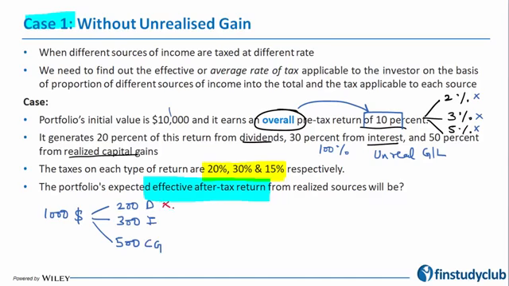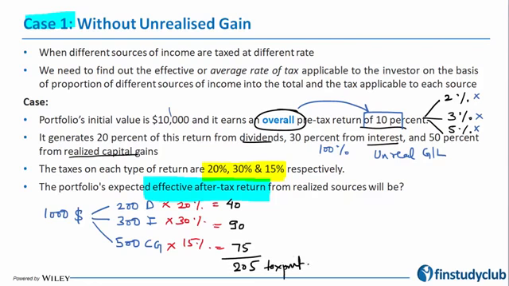Each of these has a different tax rate. Dividend is taxed at 20%, interest is taxed at 30%, while the capital gain, the realized ones, are taxed at 15%, which gives me the total tax that I need to pay to the government in that particular year. So I would be paying $40 as the taxes on dividend, $90 as taxes on the interest, and $75 as taxes on the capital gain. So to speak, the total tax becomes equal to 205. So that's my tax payment.